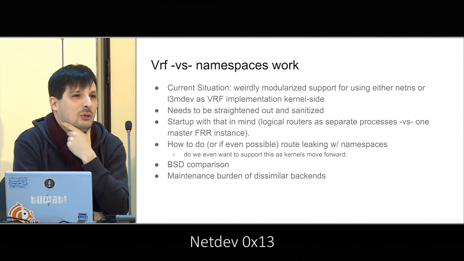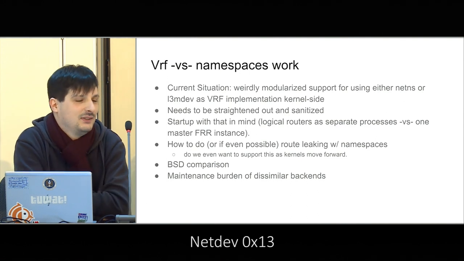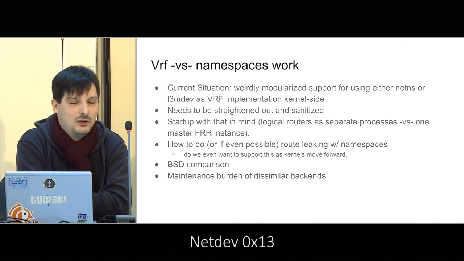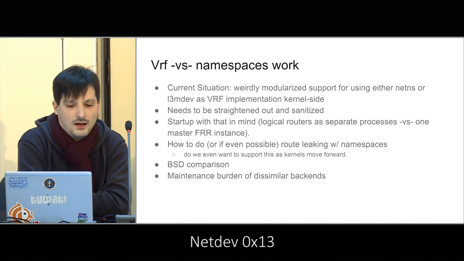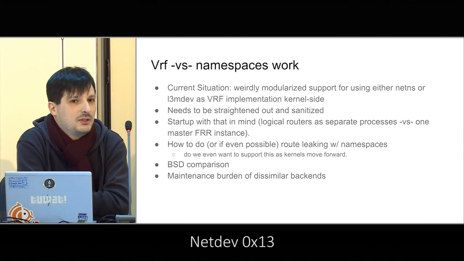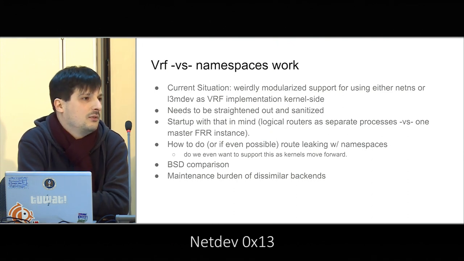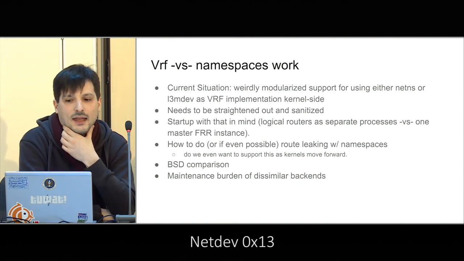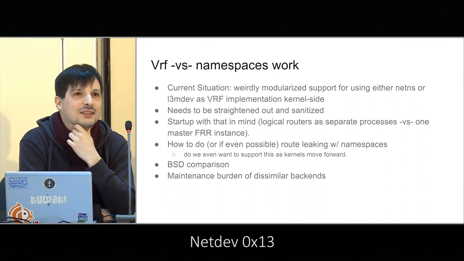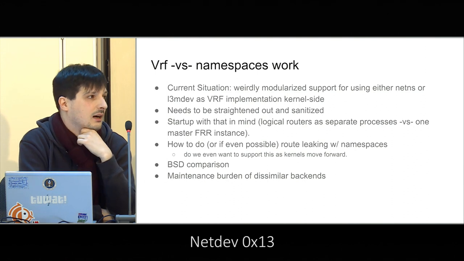Let's put this politely, this dual support is causing a lot of maintenance work because the behavior and semantics are very dissimilar between the two models. We do have an open PR that is trying to implement route leaking between VRFs on top of network namespaces. So the only way this can work is through a virtual ethernet device between the two network namespaces. And let's say it's far from trivial.